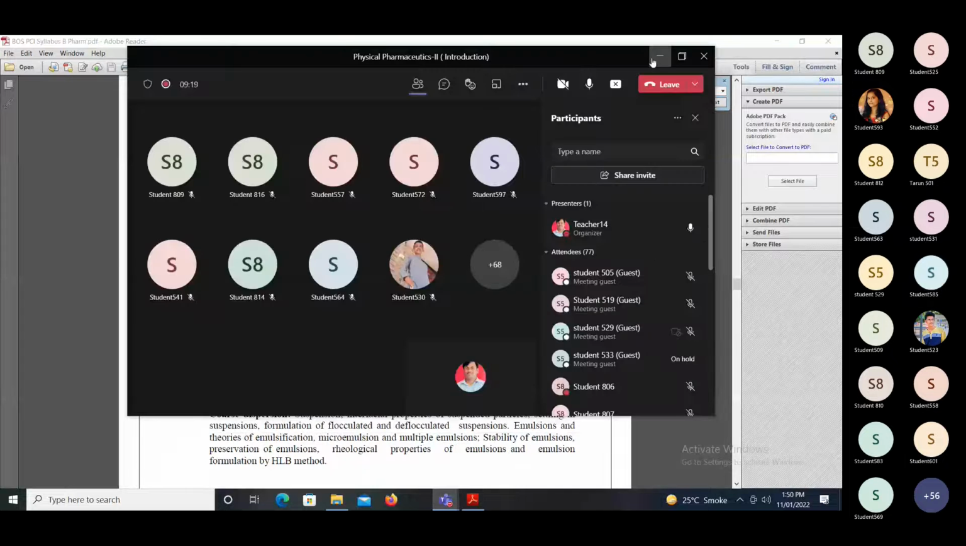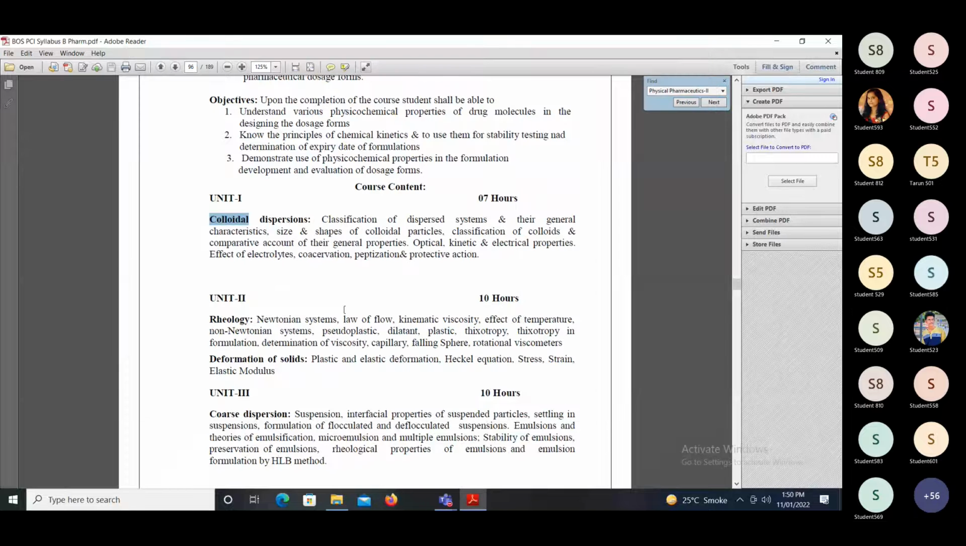The size and shape of the colloidal particles, the different size ranges for the colloidal particles, we are going to discuss here, and we are going to analyze the size and shape of the colloidal particles. Then the classification of colloids: lyophilic and lyophobic colloids, we are going to discuss here, or association type of colloids.